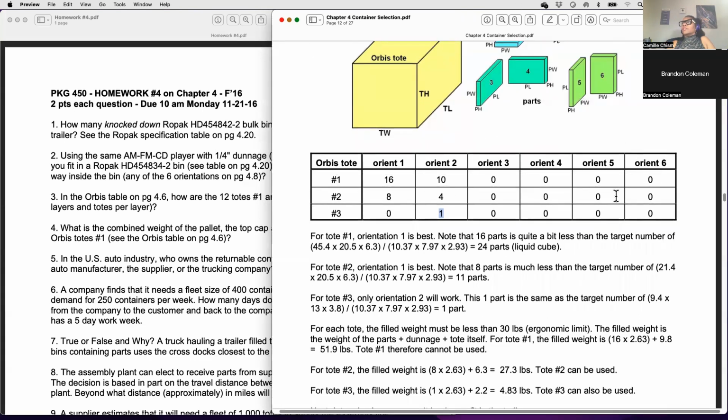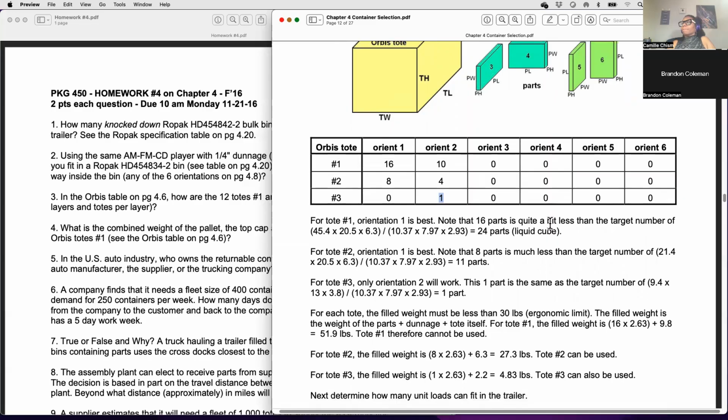So that's where this table came from. They basically went through the same exercise. I did it in my head, but they went through the same exercise, wrote it down, and put it on the table. So that's where all these come from.